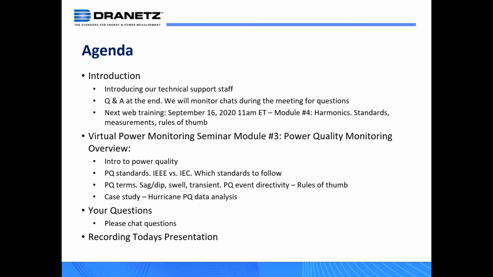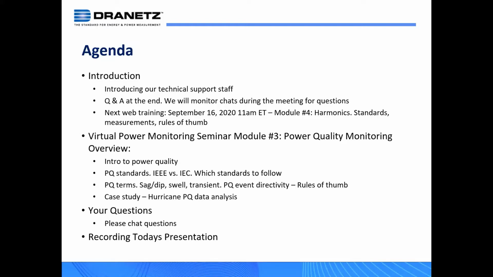Then we're going to look at some of the most common terms when we speak about power quality. So what is a sag or a dip? They're the same thing, just different regional terminologies. What's a swell? What's a transient? We're going to give you some rules of thumb as well on power quality directivity. When I have an event, how do I know whether it occurred upstream or downstream? So we can provide that information for you.